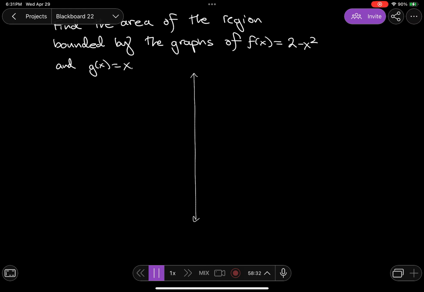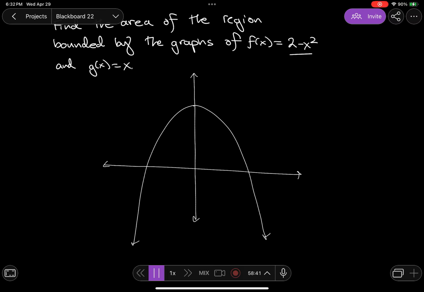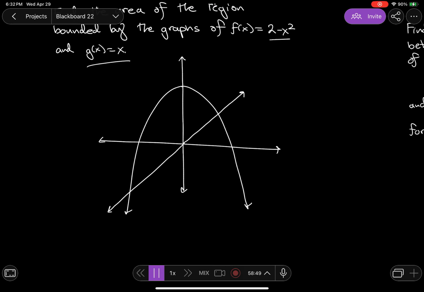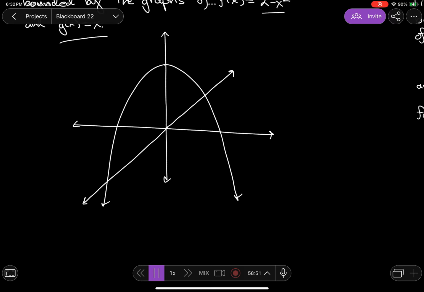All I need is to graph these functions. This is an upside-down parabola, scooted upwards 2 units. This is the function y equals x, perfect 45-degree angle function, and I need to find the area bounded by these two functions. So I need this area.